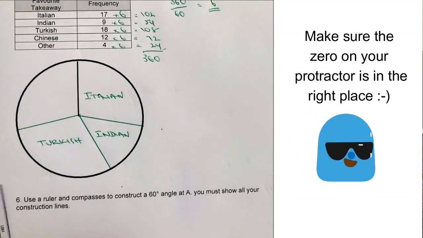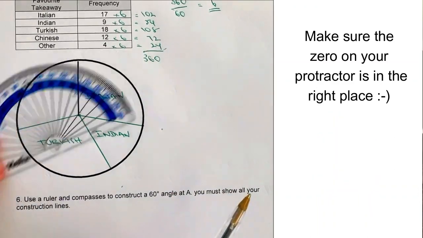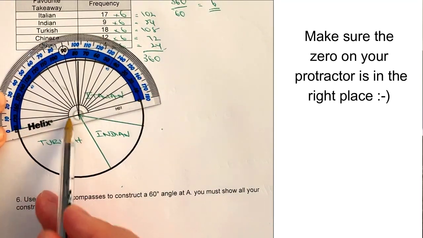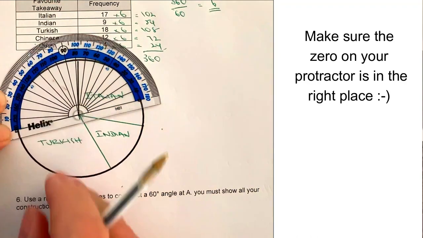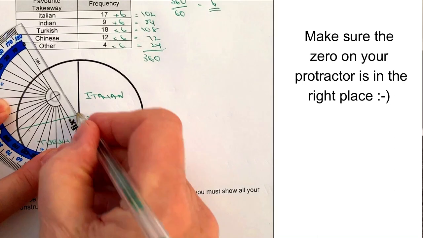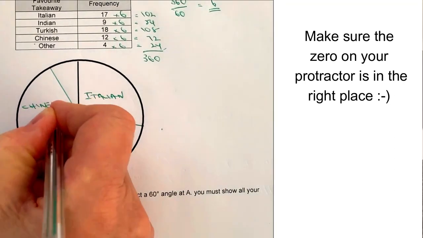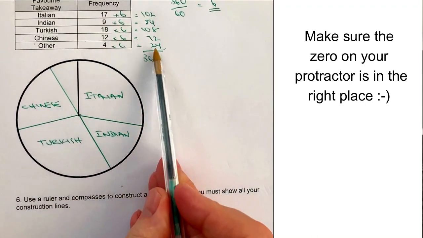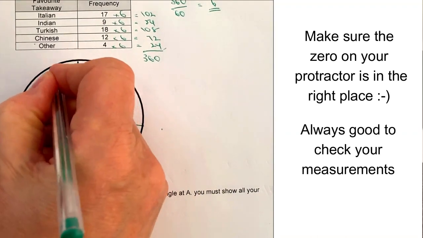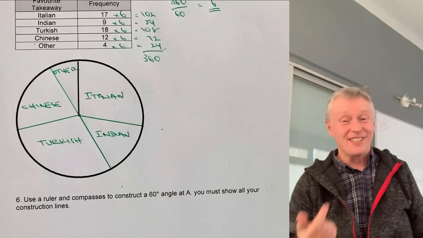Okay, so the next one then is Chinese, which is 72 degrees, which is this one here. So again, I'm going to make sure my protractor is on zero at this point here. 72 is all the way up there. I'm going to draw a little line in here, okay, and that's going to be Chinese. Okay, and then the last one, which I would check, is 24 degrees, which is this one, which I'm going to label as other. Okay, and that's actually the answer to that particular question.